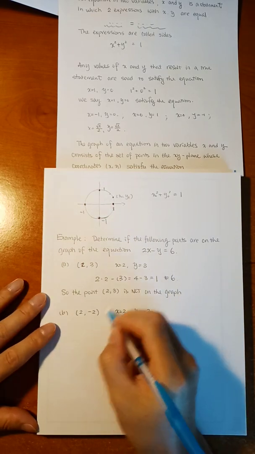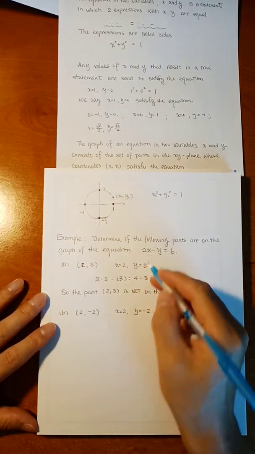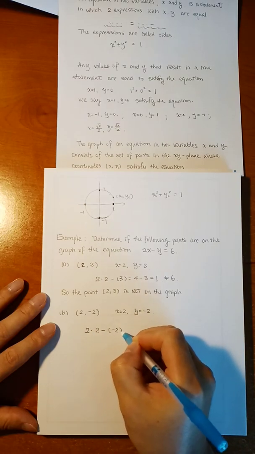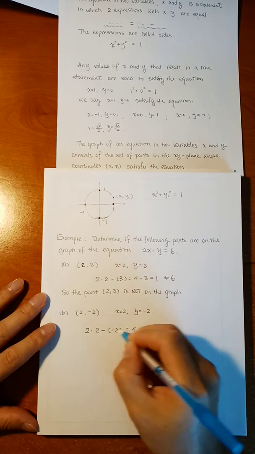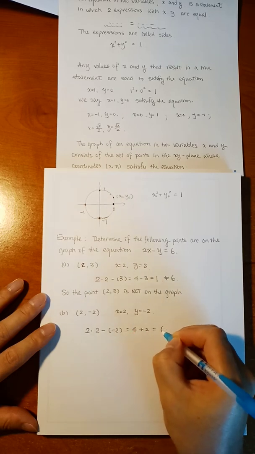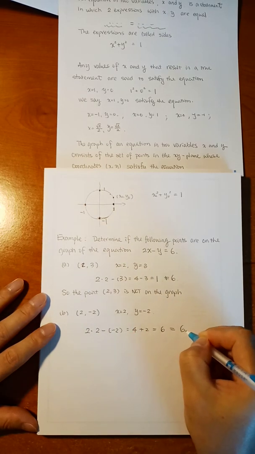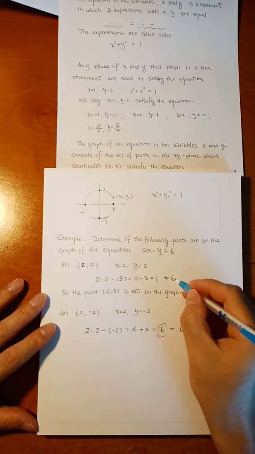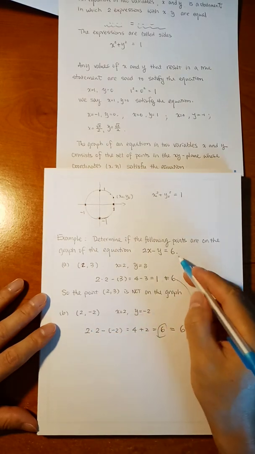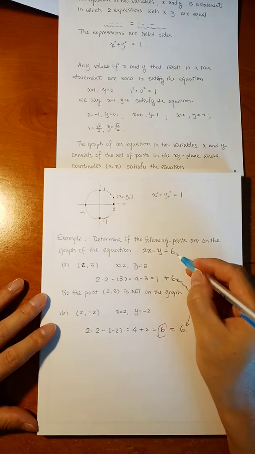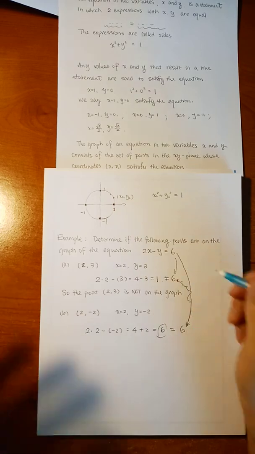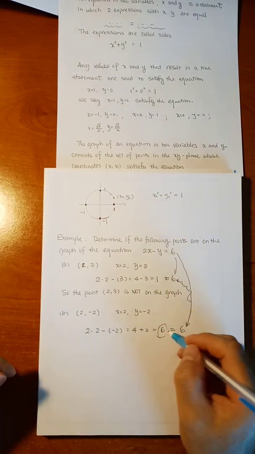In this case, let's evaluate the left hand side. It's 2 times 2 minus negative 2. So 2 times 2 is 4, minus negative 2 is plus 2, it's 6. This 6 comes from the evaluation of the left hand side, and the other 6 comes from the right hand side of the equation. So they're really equal to each other.